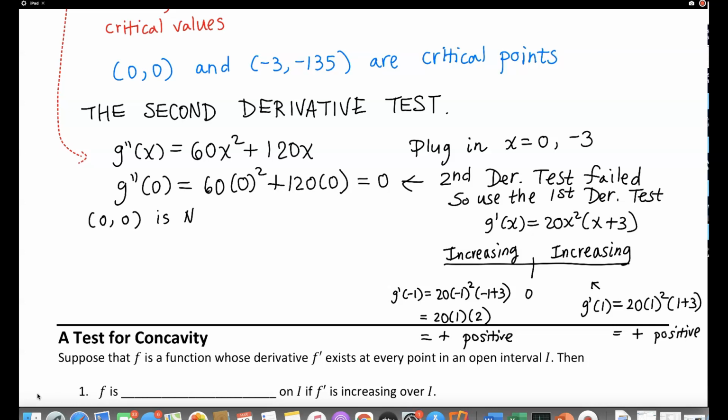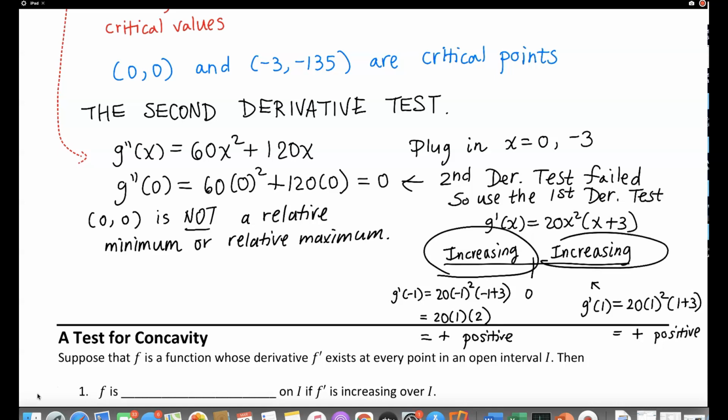is not a relative minimum or relative maximum. It is a critical value, but it's not a maximum or minimum, because the increasing, or it didn't change. I mean, it was still increasing to the left and right a bit. So now let's move on to the second guy.